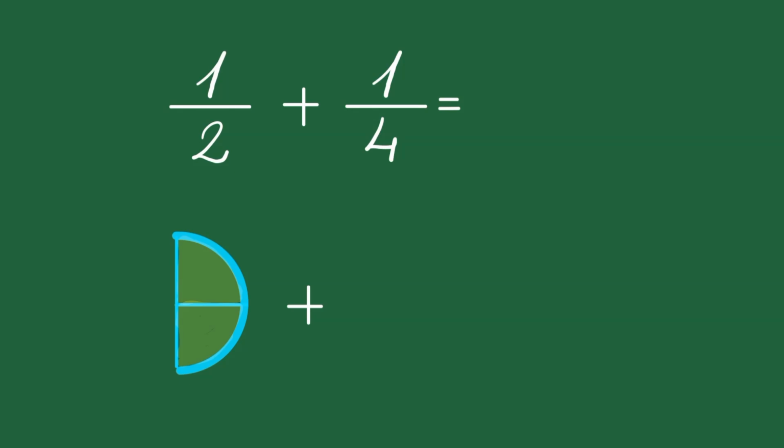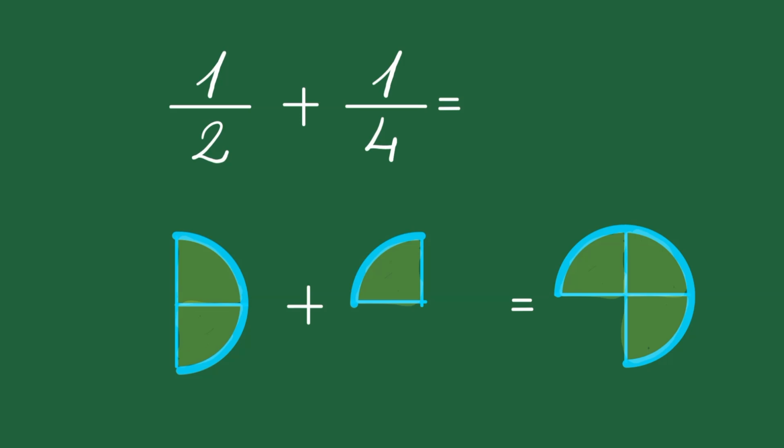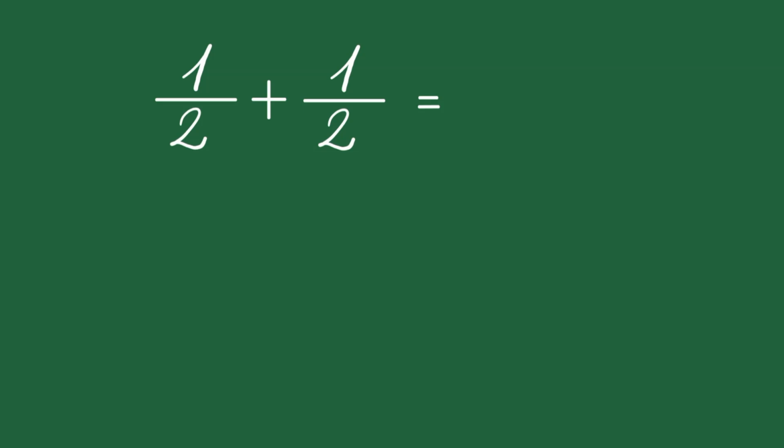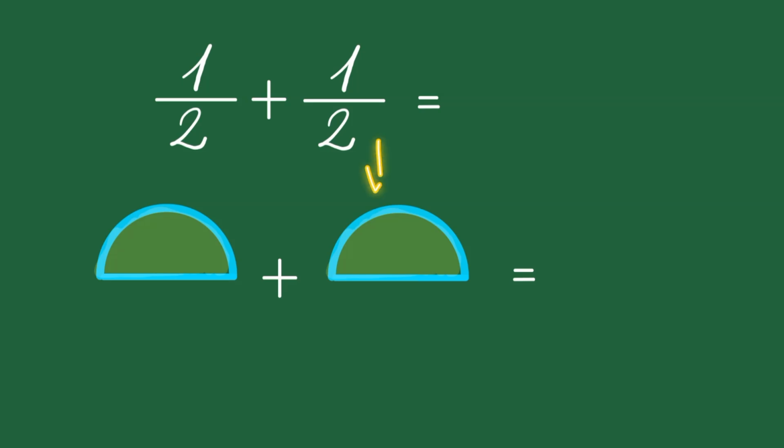And again, let's solve 1/2 plus 1/4. It is clear that if we combine the two images, we obtain 3/4 of the circle. So the solution is 3/4. And finally, 1/2 plus 1/2. If we combine the two images, we obtain a whole circle. So the answer is 1.